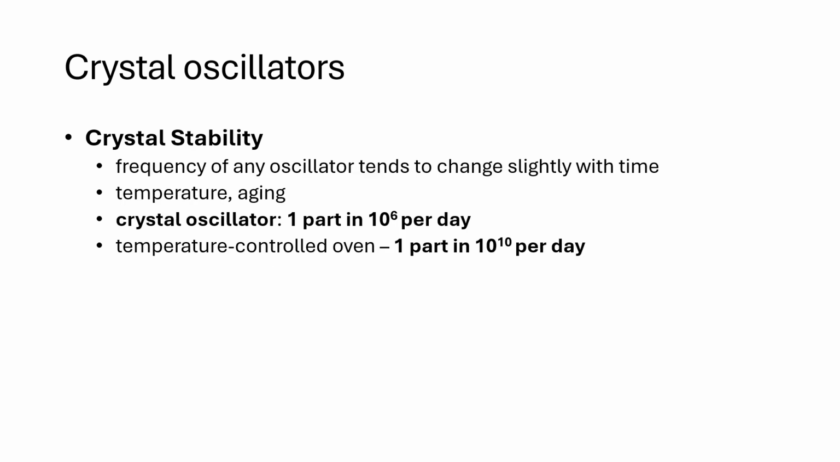Okay, so crystal stability. The frequency of any oscillator tends to change slightly with time. It has something to do with temperature and aging. For a crystal oscillator, it is said to be 1 part in 1 million per day. When you put that in a temperature controlled oven, it becomes 1 part in 10 raised to 10 per day. We call this ppm, parts per million.